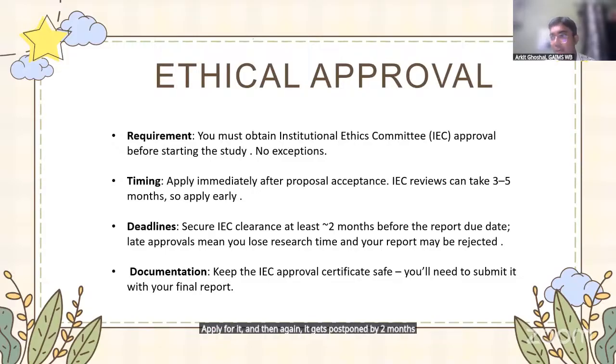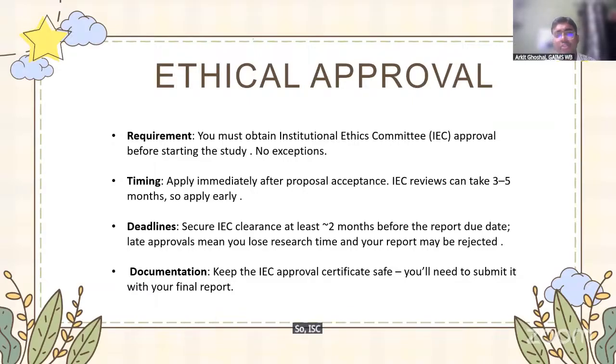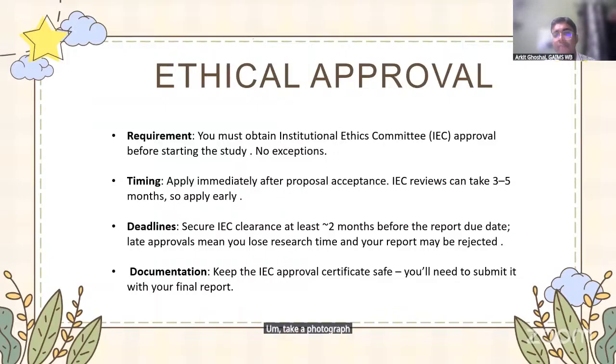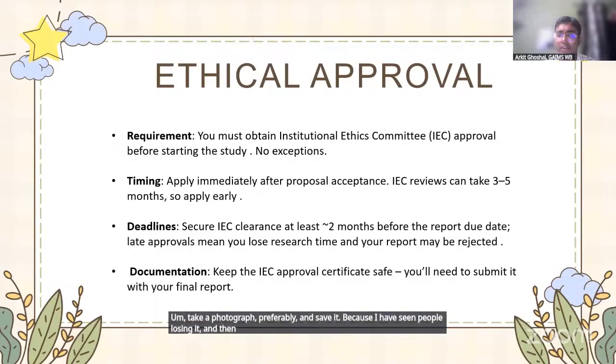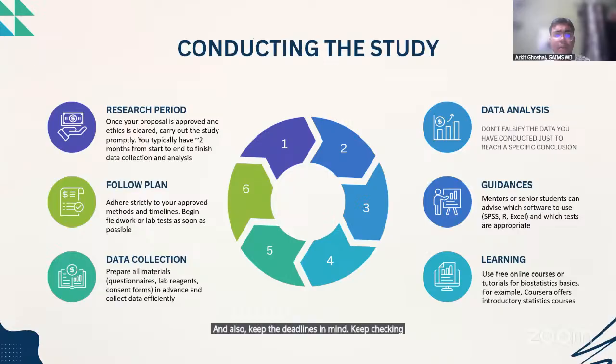It has happened with me. My IC got delayed by 6 months, so it became a very huge problem for me. So IC is a very big issue, and please don't lose that original IC certificate. Take a photograph preferably and save it, because I have seen people losing it, and then it becomes very difficult to find, with added paperwork just to issue a duplicate certificate. And also keep the deadlines in mind. Keep checking the EDHR PMS website regularly.